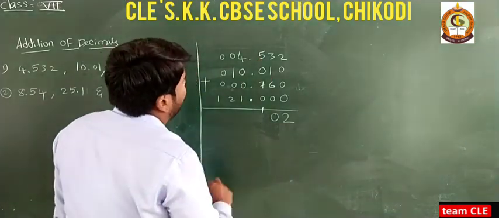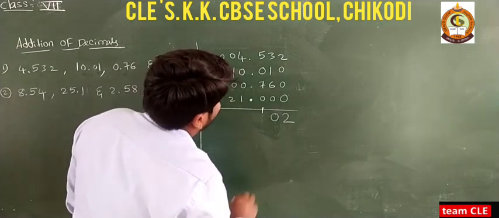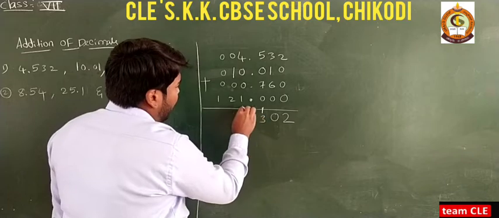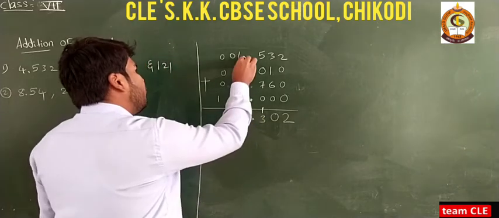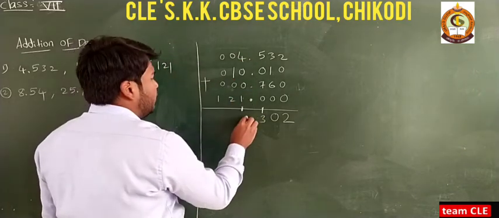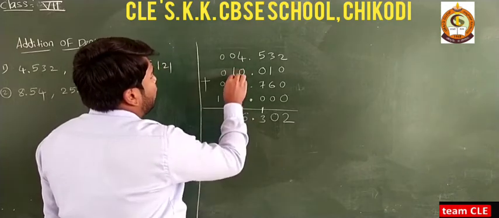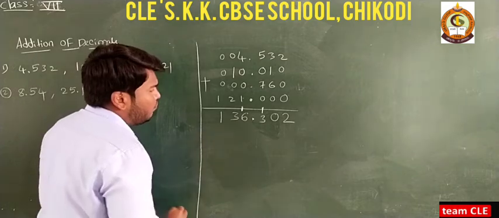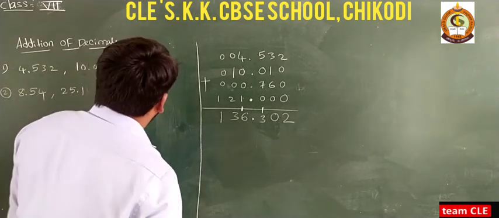That is 10, 11, 12, that is total 13. So again the point as it is. So carry 1 here, 4 plus 1 is 5, 5 plus 1 is 6. Similarly 1 plus 2 is 3 and this is 1. 136.302 is your required answer.